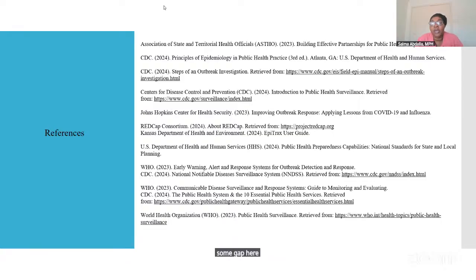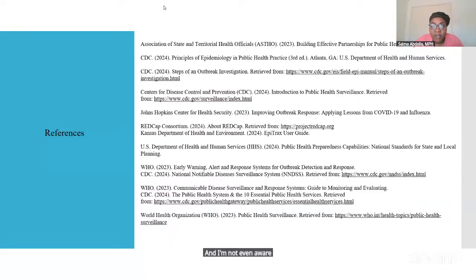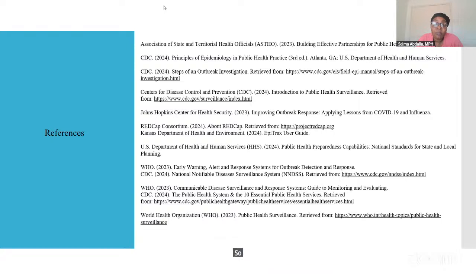So now it's like, okay, I'm not going to my doctor. I'm not seeing my provider. I'm not getting all these yearly tests that I'm supposed to be getting. And I'm not even aware of the symptoms of HIV. So I don't even know that I have it. And I'm being with other people and things like that. So then more people are going to be positive for HIV.